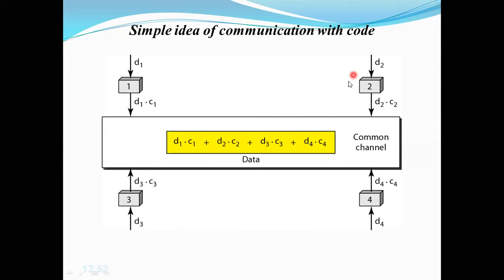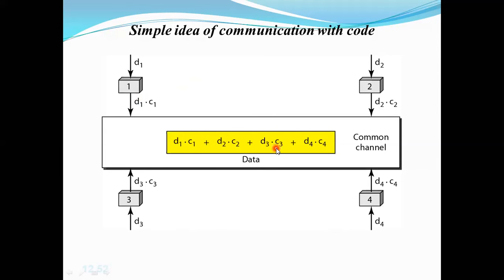Now, what does station two actually do? It has to divide the result by four to get the data from station one. Whatever result you get when you multiply the channel data by the code of station one, you divide that result by four. Then you get the exact data which was sent by station one. Now station two can get the original data sent by station one. This is how communication normally happens between two different stations in this arrangement.